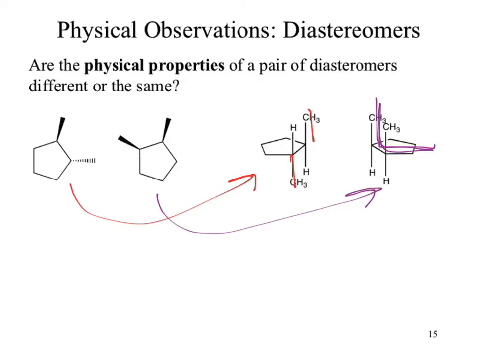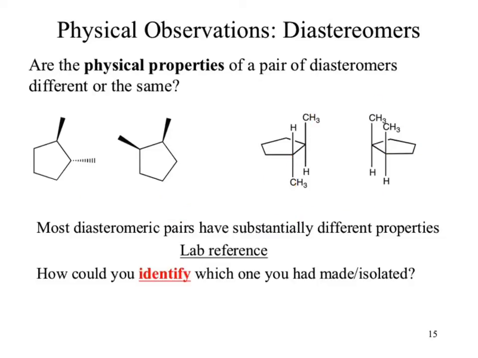If we add in a solvent, because their shapes change, how they interact with other solvent molecules will change. The physical properties of diastereomers are different from each other. Well, who cares? Before we get there, who cares? How could we identify which one you made? We just said it, actually. Melting point. We can run a melting point to identify that compound.